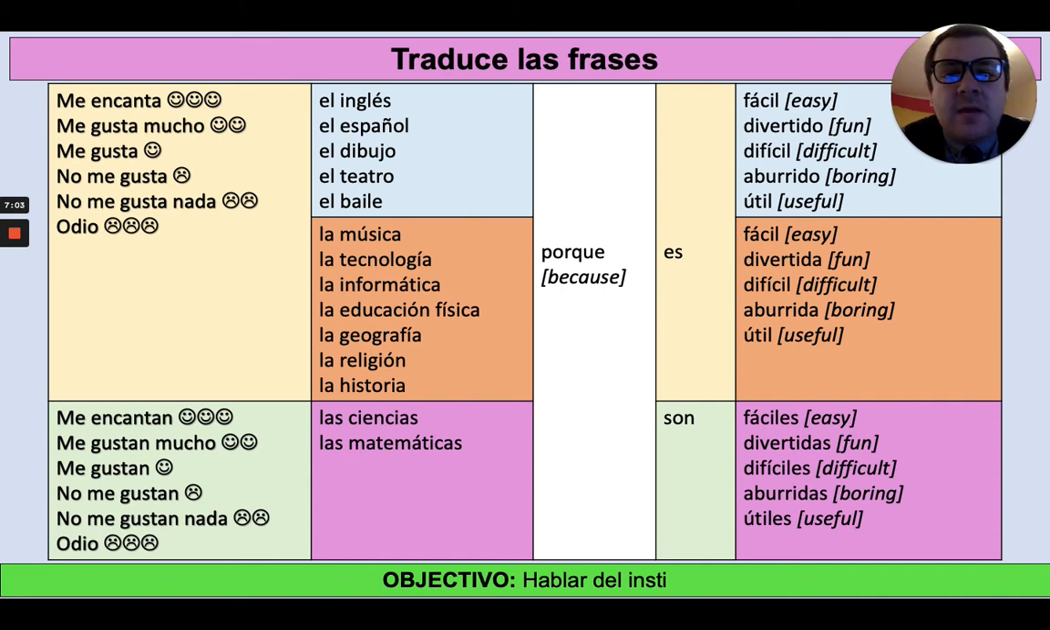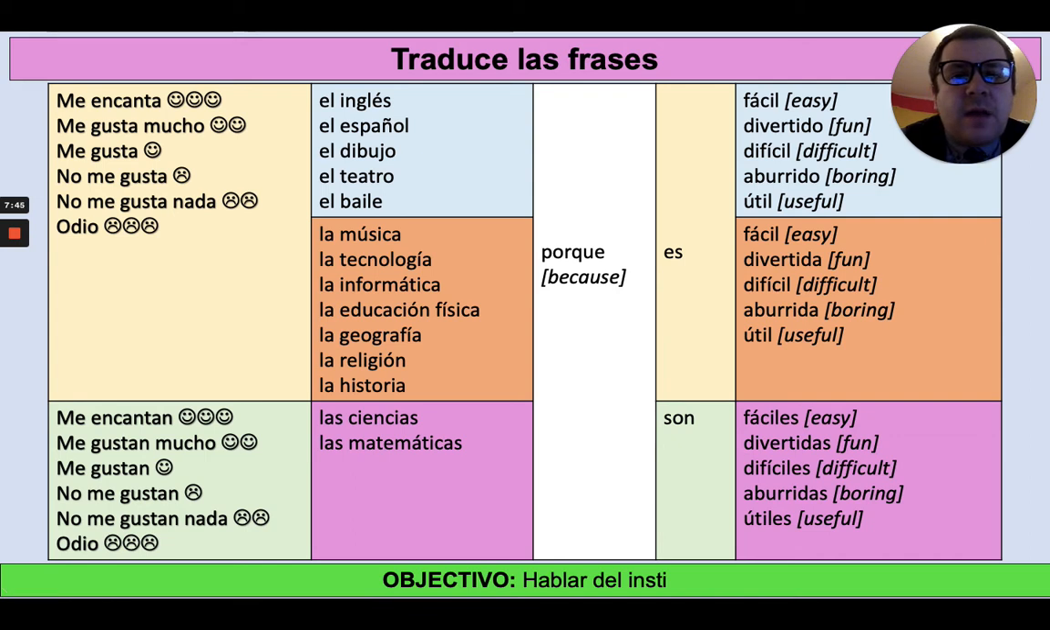feminine, okay? So if you look in the blue box, we've got el inglés, el español, el dibujo, el teatro, el baile. They're all masculine subjects, so the adjective we use to describe them needs to be a masculine adjective. These are the masculine adjectives. The ones in the orange box are all feminine, so you need to use the feminine adjectives with them. And the ones in the pink box are feminine and plural, so we need to use feminine plural adjectives to describe them.